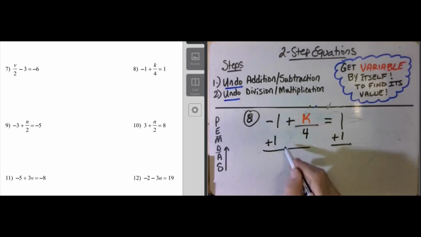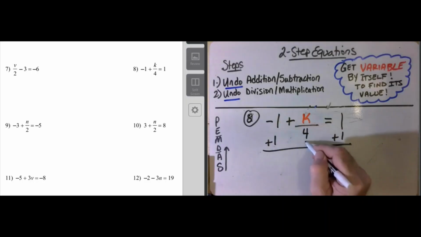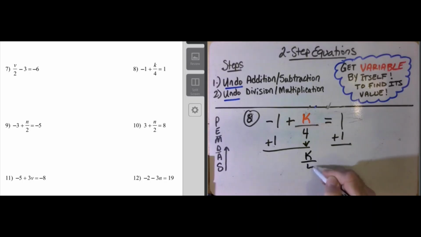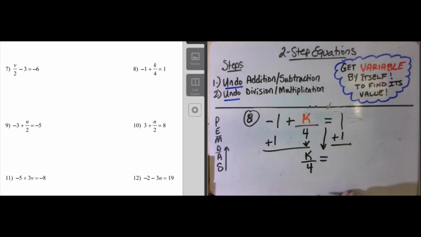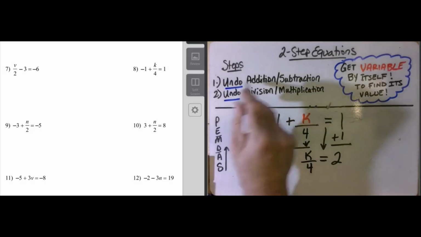Whatever you do on one side, you need to do to the other. Work vertically at this point. Negative 1 plus 1 is 0. There's nothing to add or subtract to that k over 4, so let's bring it down. Equals. Bring the equal sign down. 1 plus 1 is 2. Okay, so the first step is done.